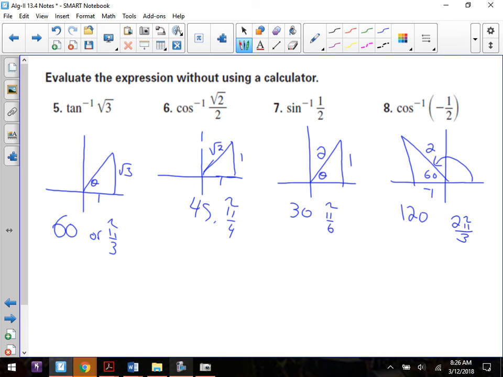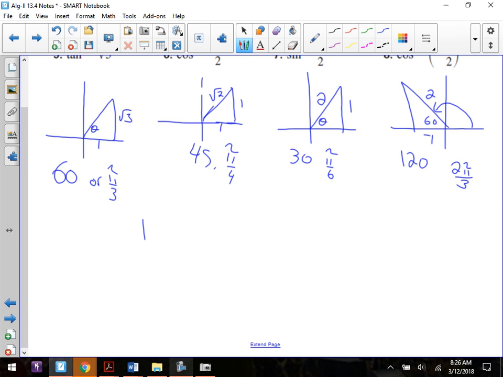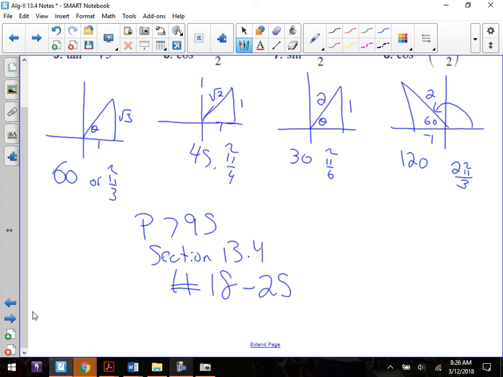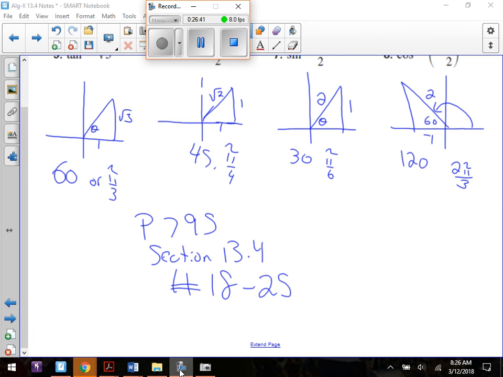I'll post this out here in a second. Just 8 of them, okay? 8 of those types of problems with radians and degrees, please. Radians and degrees.